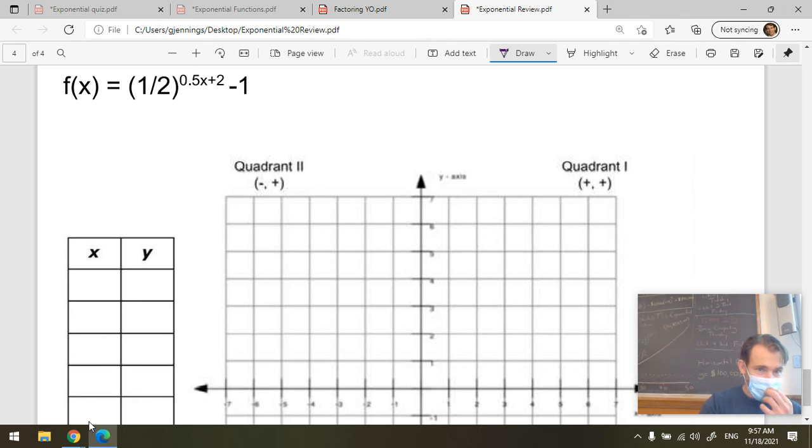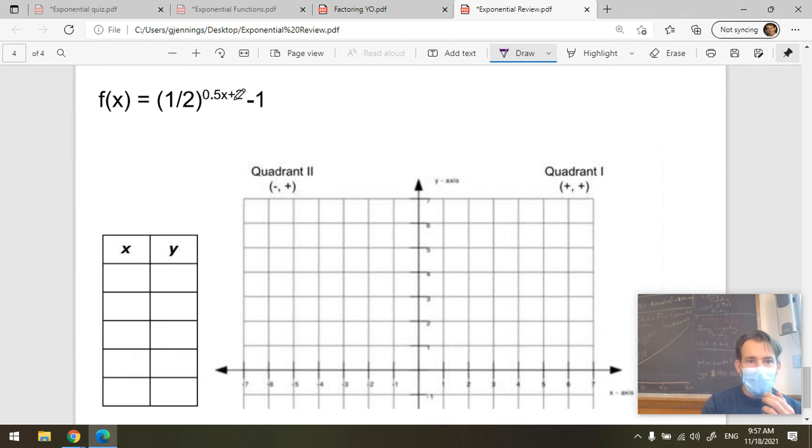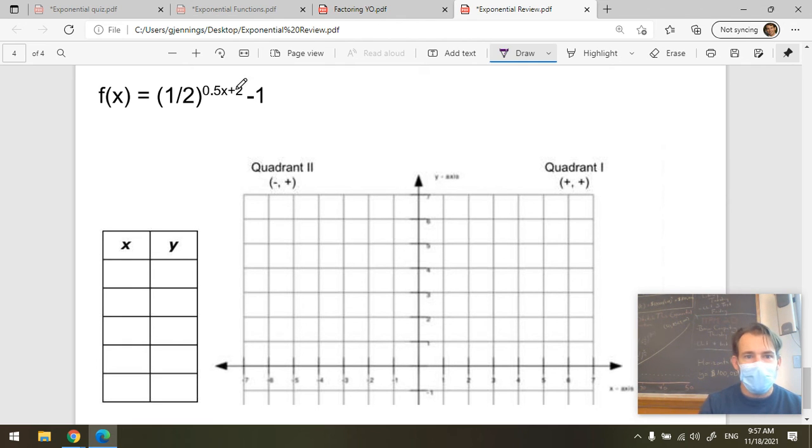So now here, f of x is equal to 1 half to the 0.5 times (x plus 2), minus 1. Now we have a k transformation, a d transformation, a c transformation. My goodness, isn't this delightful? So let's take a look at what we've got here. Okay, so let's say that we had brackets here, be a little nicer, wouldn't it? So let's do this one.